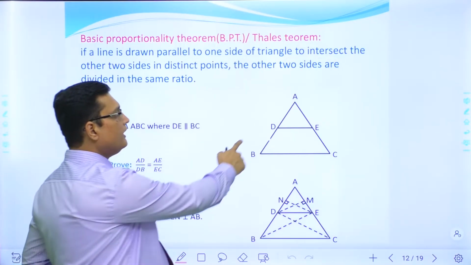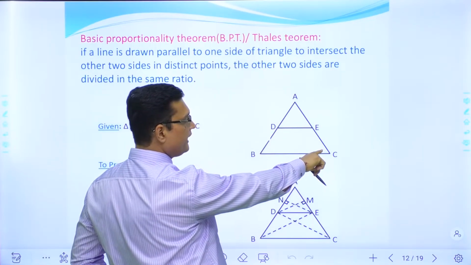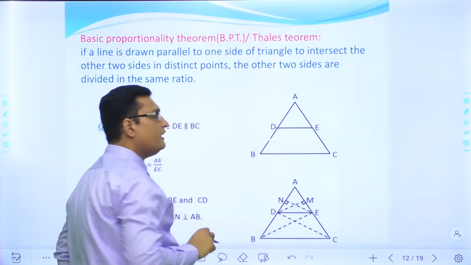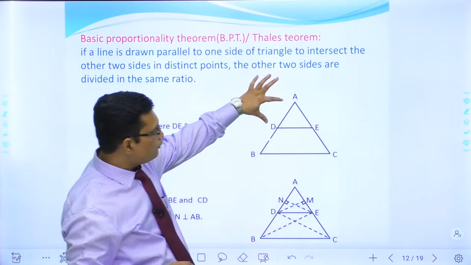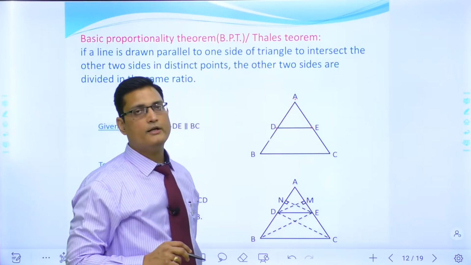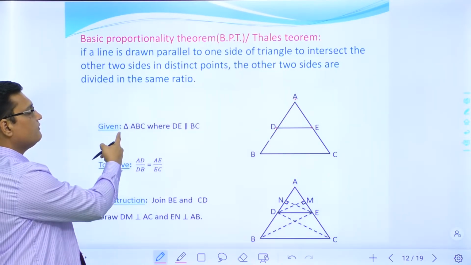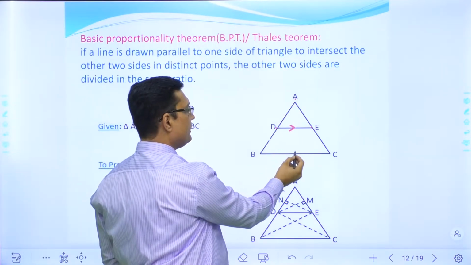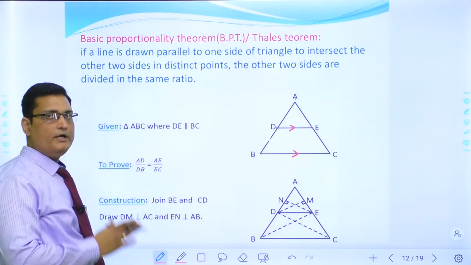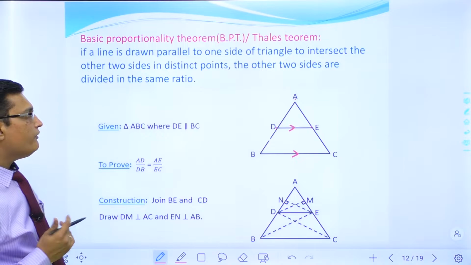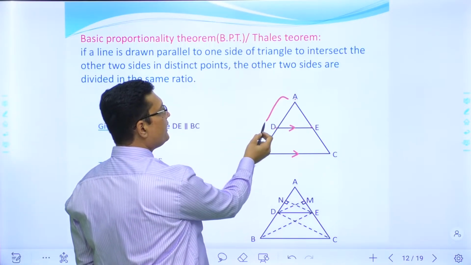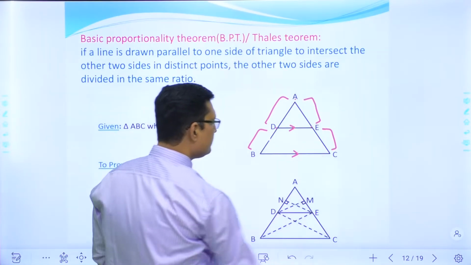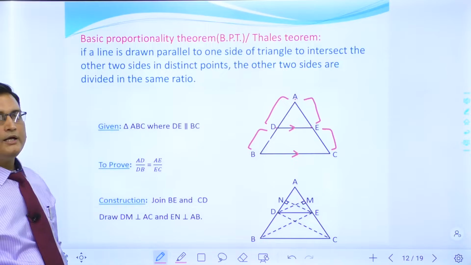What is told? If a line is drawn parallel to one side and it is intersecting the other two sides at distinct points, then this line divides the other two sides in the equal ratio. Okay, so the given part: triangle ABC, where DE is given parallel to BC. What we want to prove? We want to prove that the ratio AD upon DB should be equal to AE upon EC. We have to bring the ratios equal.